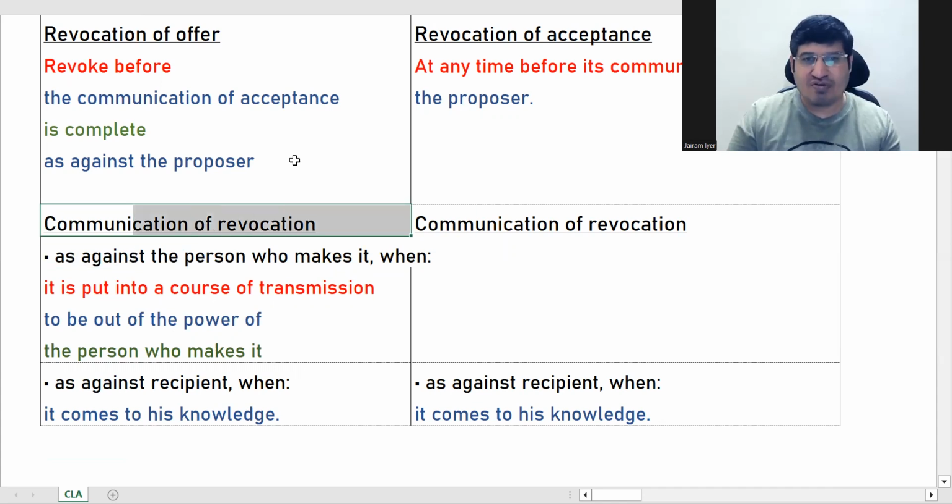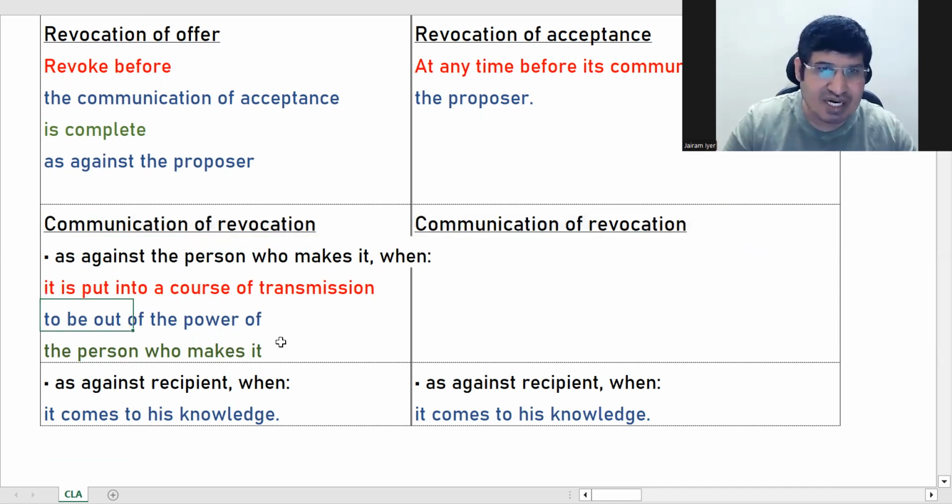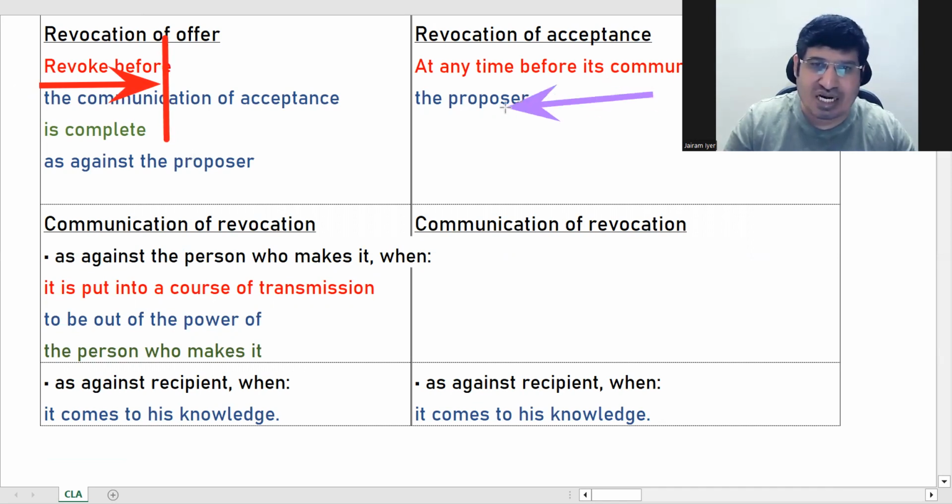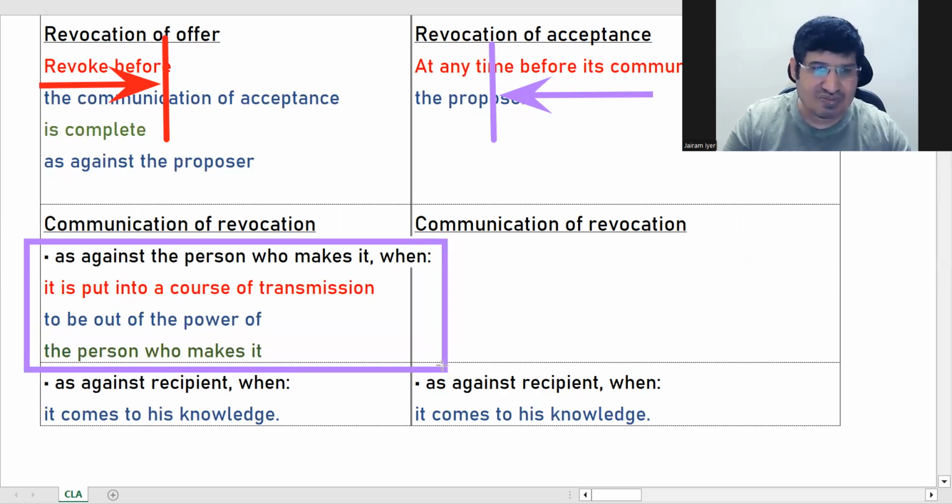So for communication of revocation from the offer and acceptance side, when is it completed? If I were to tell you again in short, when he has communicated the revocation and posted it. And if he wants to revoke acceptance, then again when he has communicated the revocation and posted it. These are the two points I have drawn here. This is what this whole paragraph is telling you.